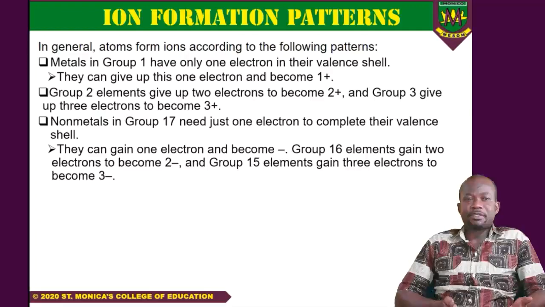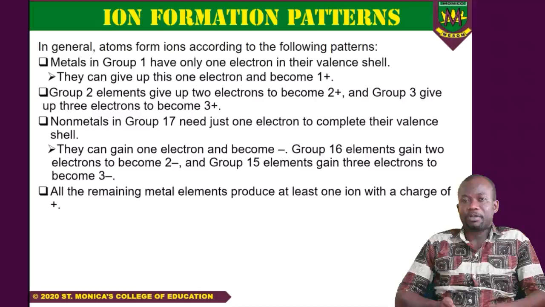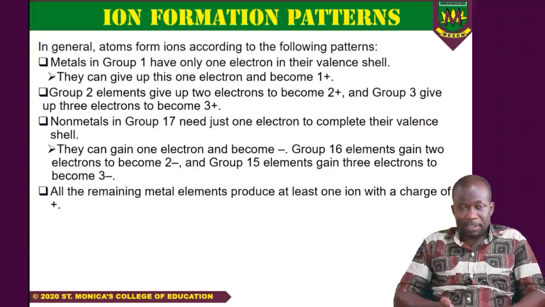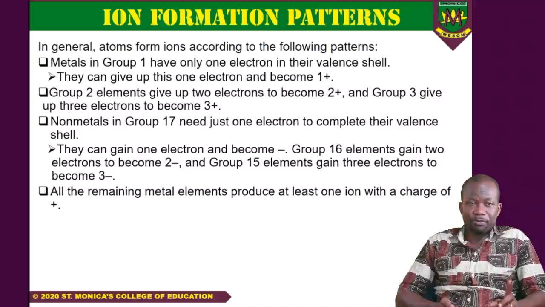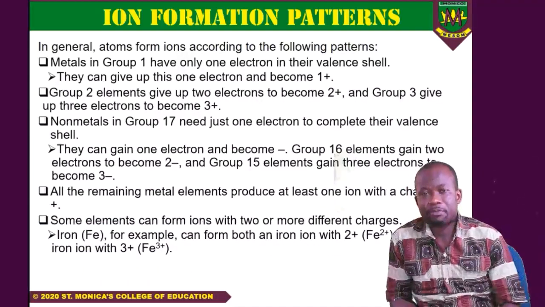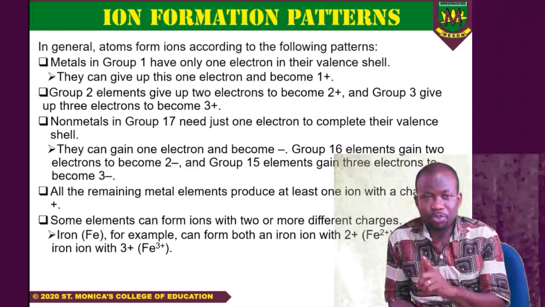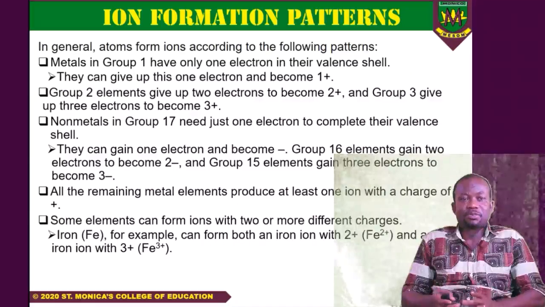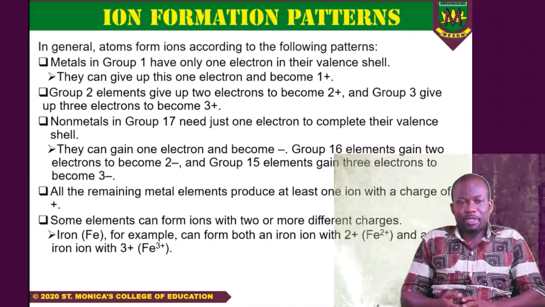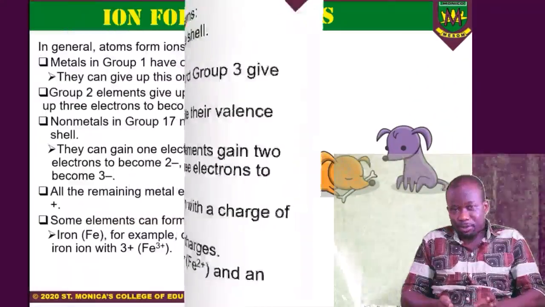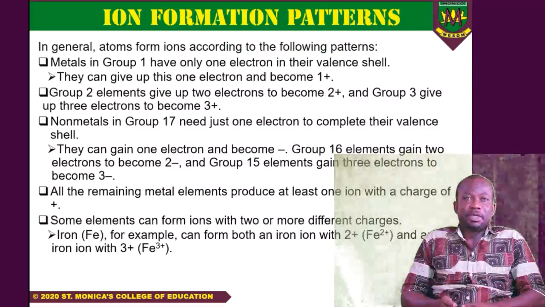All the remaining metal elements produce at least 1 ion with a positive charge. Now some elements can form ions with 2 or more different charges. For example, iron can form both an ion with +2, that is iron(II), and an ion with +3. So these have variable oxidation states as well. Copper is also there. We have copper(I) and then we have copper(II). So these elements can form ions with two different charges.